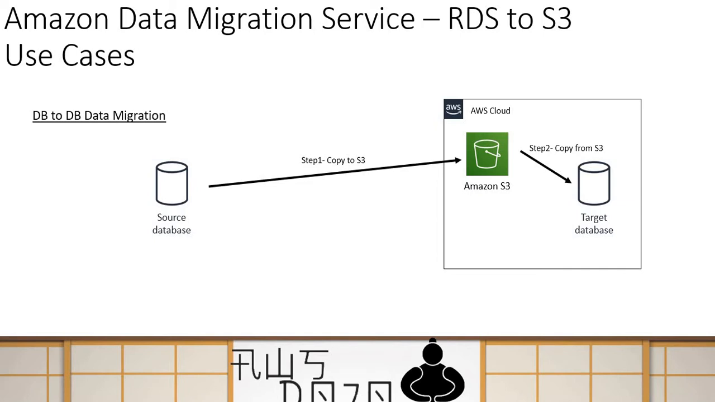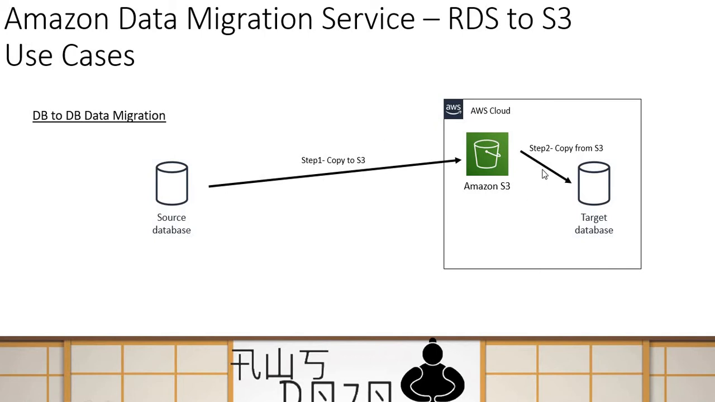You can use, in fact, S3 Select query, or you can use Athena-based query to look at your data, to remove certain files from there, certain records from there, and then you clean up your data, and then at step 2, you copy from your S3 to target database. And both step 1 and step 2 can be performed using Data Migration Service. So this is one approach.